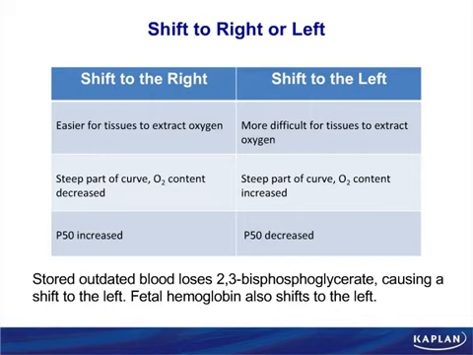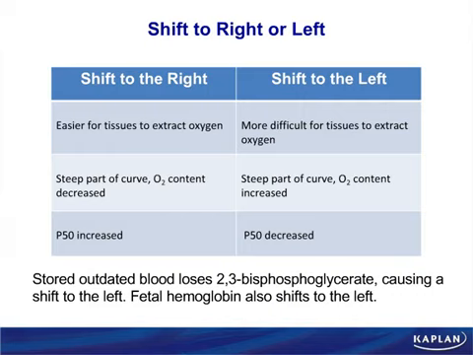Here's a slide just reiterating what we just said. A shift to the right means increased P50, reduced affinity. Therefore, it's easier for the tissues to extract the oxygen, like in exercise. Shift to the left, more difficult for the tissue to get oxygen. Steep part of the curve, O2 content is decreased if I right shift the curve.